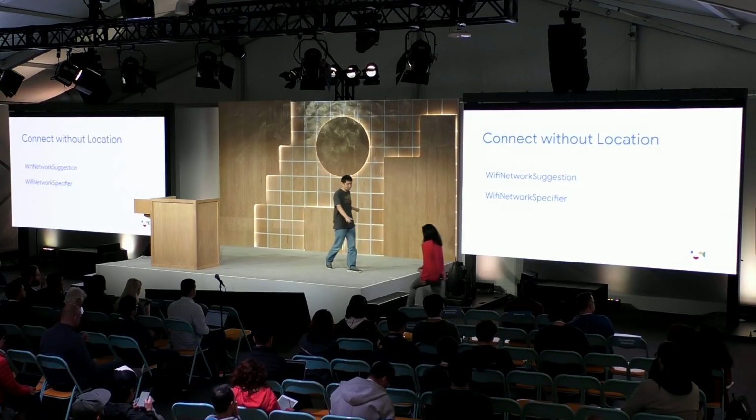Especially, applications targeting the Q SDK won't be able to use the pre-Q APIs to auto-connect to a previously configured access point or configure a new network. So these apps will need to migrate to the new APIs. And also, as I previously mentioned, all the Wi-Fi APIs that have location information will need the access fine location permission on Q. With that, Jen will come back to talk about best practices for using location. Thank you.